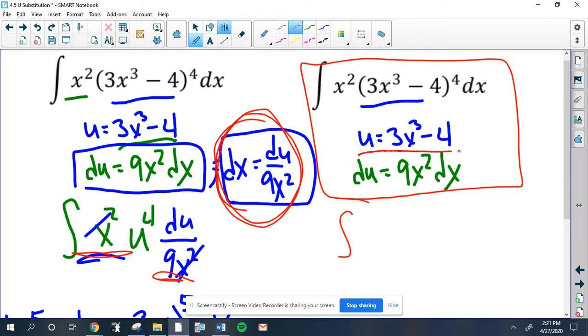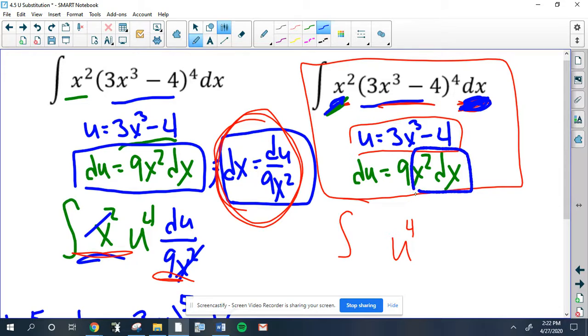Let's first plug u back in. So 3x cubed minus 4 is u. And now notice, look up to the problem. You have x squared dx. The shortcut to this is your x squared dx is what we need to take care of. And if you look at your du, here's x squared dx. That whole thing, x squared dx, equals du divided by 9.